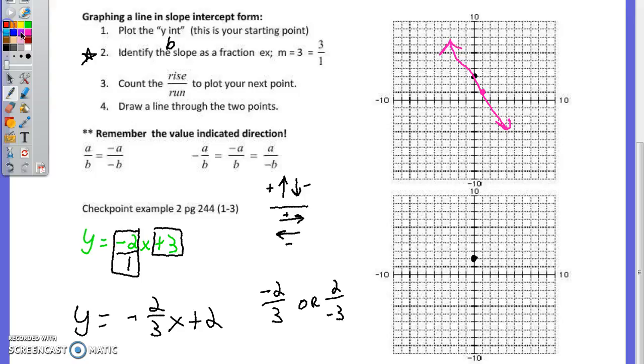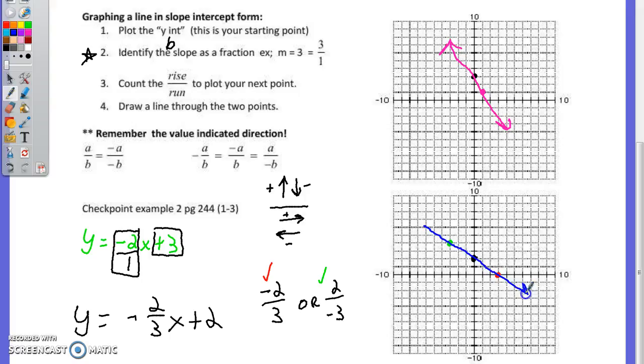So if I have -2 over +3, from this starting point I go down 2, because that negative indicates down. So down 2, and then to the right 3, because this positive indicates to the right. So that's that one. Now in green, I'm going to plot this point. So if I go from my starting point, I have a +2, that means up 2, and then -3 means to the left 3. I can put a dot there. You can see how they line up.